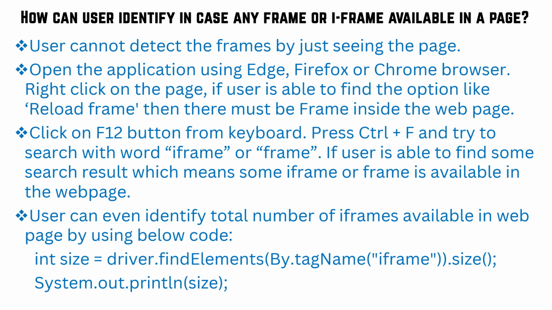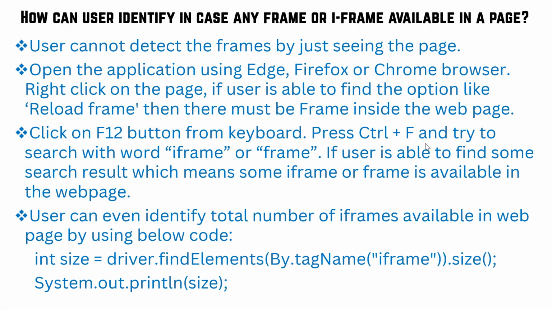So once you know that a frame or iframe is associated, you can get the count of how many frames are available. So in case a nested frame is available, the first time you get the count, it will give you the count of the outer frame, not the inner frame. But if you handle the outer frame, then again if you want to get the count, that will give the count of the inner frame inside that outer frame. So that is the way you can do it.